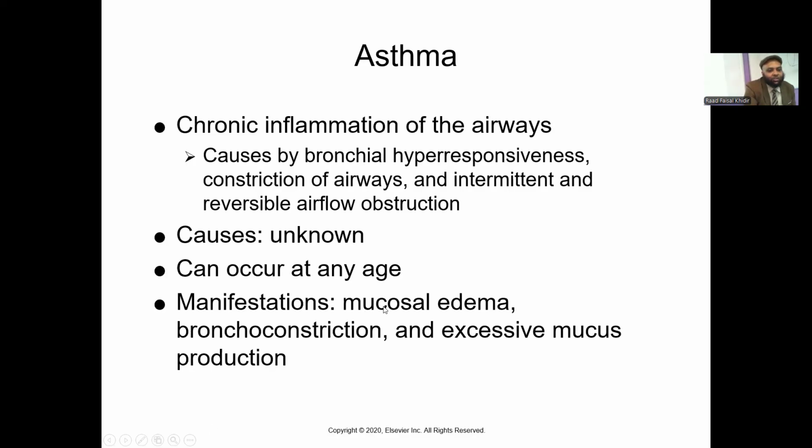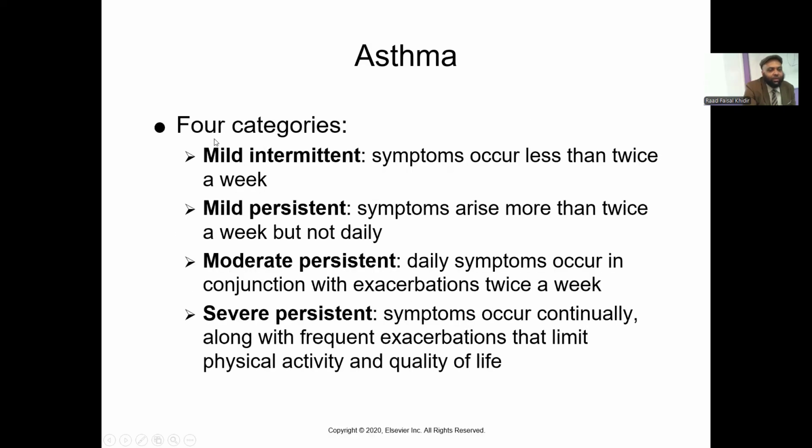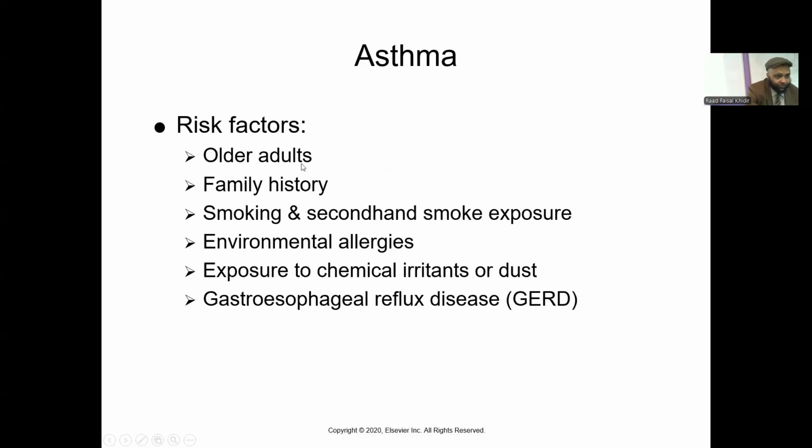So asthma causes mucosal edema, bronchoconstriction, and excessive mucus production. There are 4 categories of asthma. There is mild intermittent, where the symptoms occur less than twice a week. Mild persistent, symptoms arise more than twice a week, but not daily. Moderate persistent, daily symptoms occur in conjunction with exacerbations twice a week. And severe persistent, where symptoms occur continually along with frequent exacerbations.